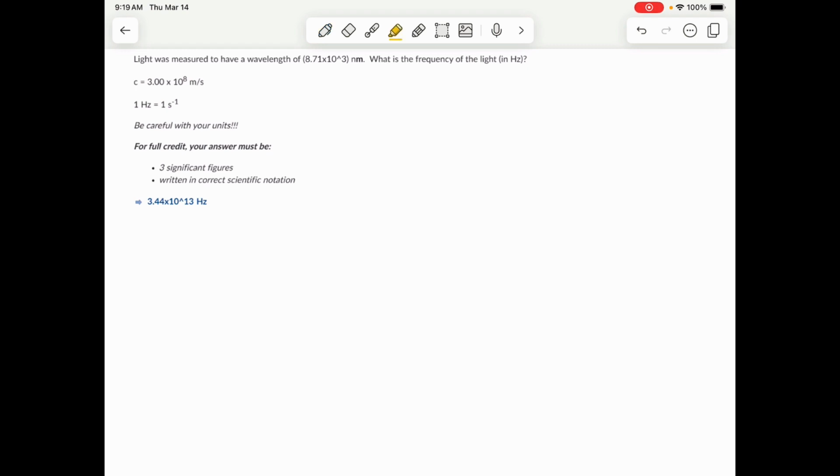First thing I want to note is the equation for this from chapter 3 is lambda nu equals c. Wavelength times frequency equals the speed of light. The speed of light is given here. It may not be given on the test. I'd be sure and have it written on my sheet of paper. You might even want to work out a problem on your sheet of paper that you bring to the test.